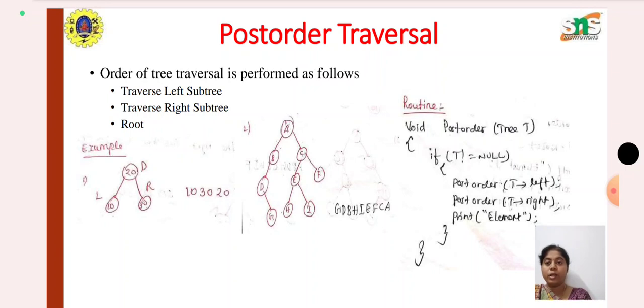For this you start with the leftmost, so H, then the right is I, then E. So your left is over, then right F, then root C. After that, root A. So this is the answer for post-order traversal.